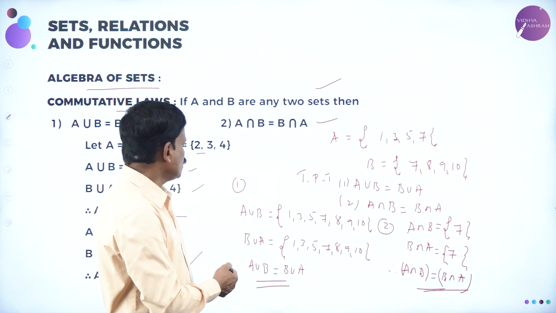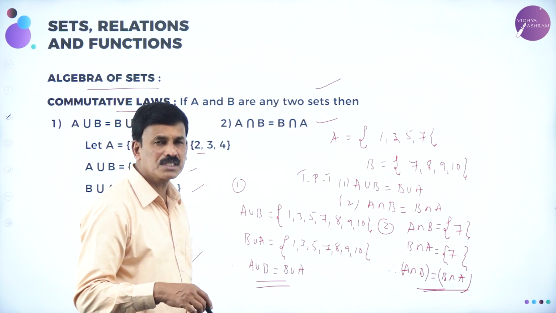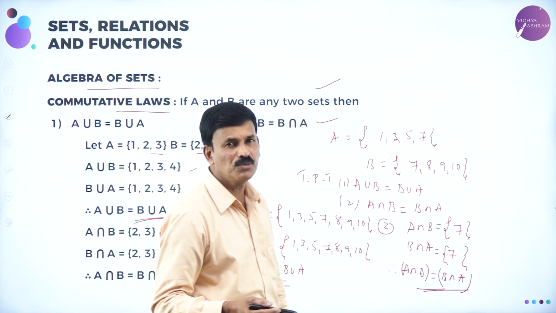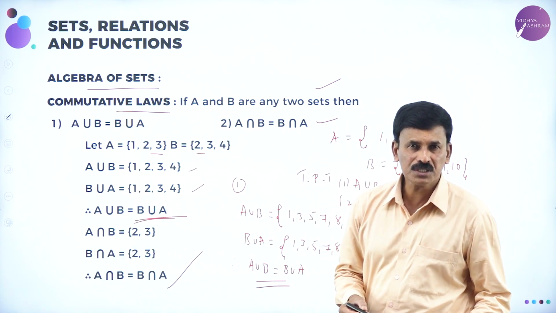So A union B is also commutative. A intersection B is equal to B intersection A is also commutative. A union B is equal to B union A, and A intersection B is also equal to B intersection A.